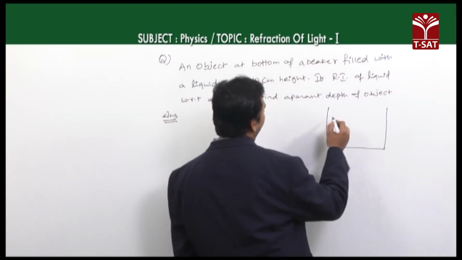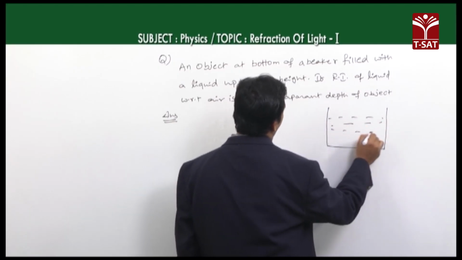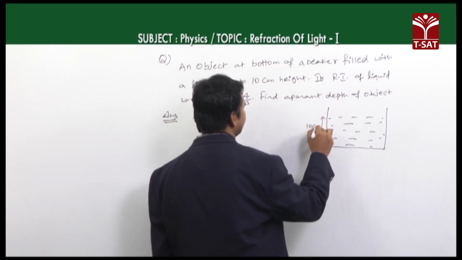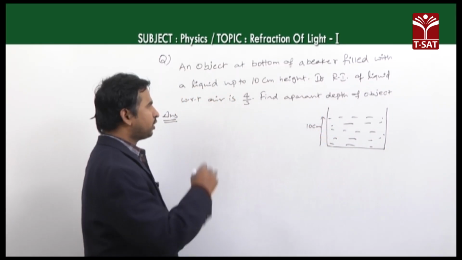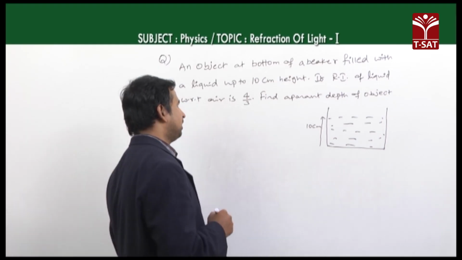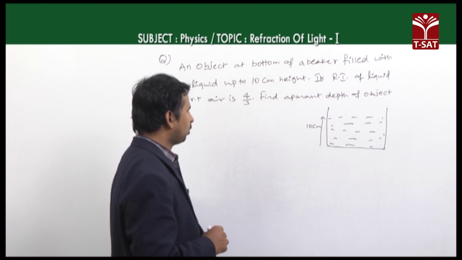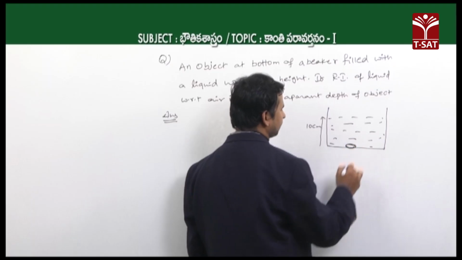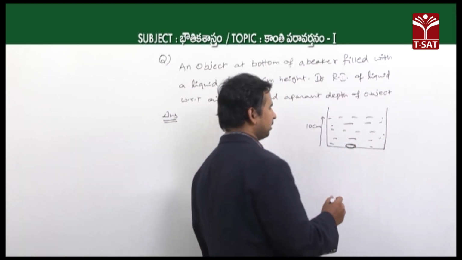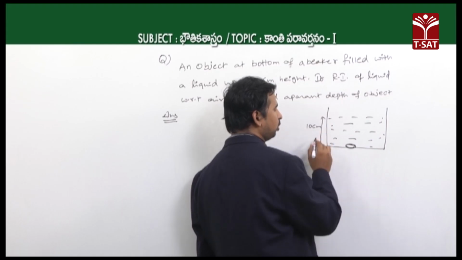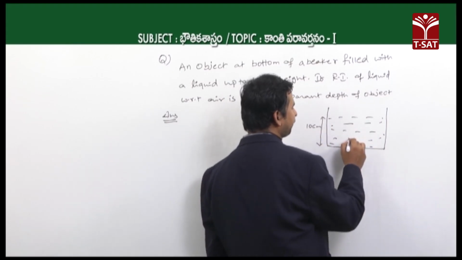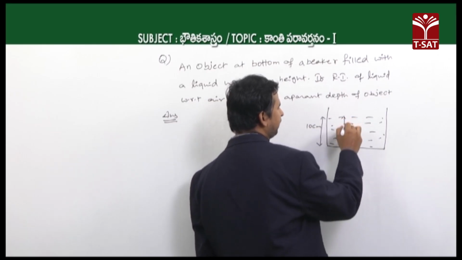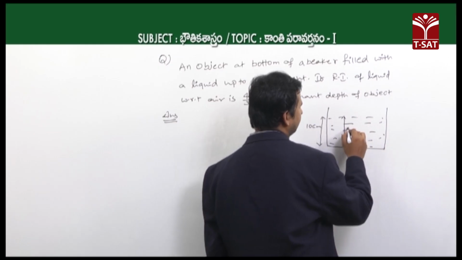Here, the object is placed in a beaker, and that beaker is filled with a liquid up to a height of 10 centimeters. The refractive index n is given as 4/3. The coin, the object which is placed at the bottom, let us suppose this is the object. Now that object appears to be raised. Actually this 10 centimeters is the original depth, whereas due to refraction there is a change in the position of the object. This we call the apparent depth.